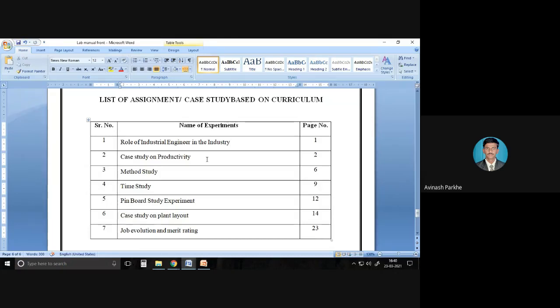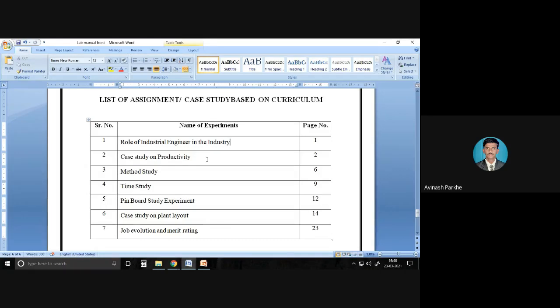The first one is called total productivity, which is equal to total output upon total input. This is the simple formula. Then partial productivity. What is meant by partial productivity? The partial productivity is calculated for the respective input parameters.